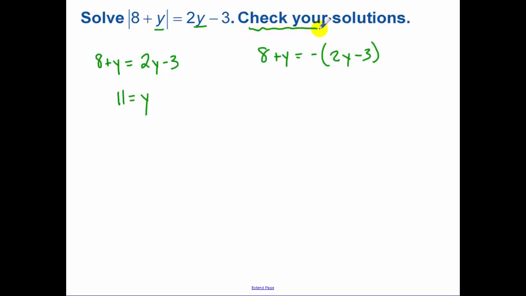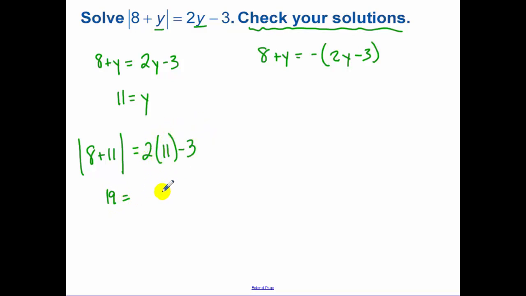Now they give me a little hint. They say check your solutions. So plugging in 8 plus 11, the absolute value of that, does that equal 2 times 11 minus 3? So this is 19 on the left side. I have 22 minus 3 is 19, so that works out. So this is one answer, so I'm going to circle that.